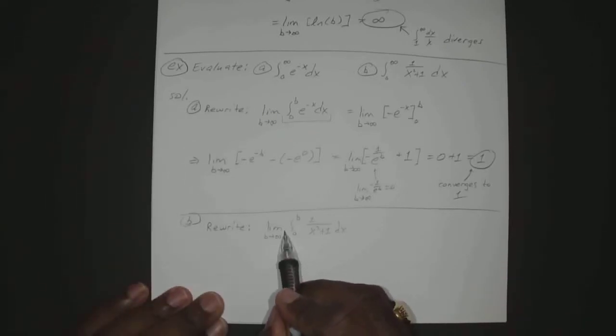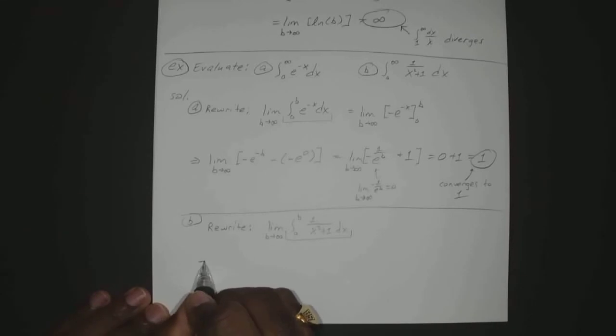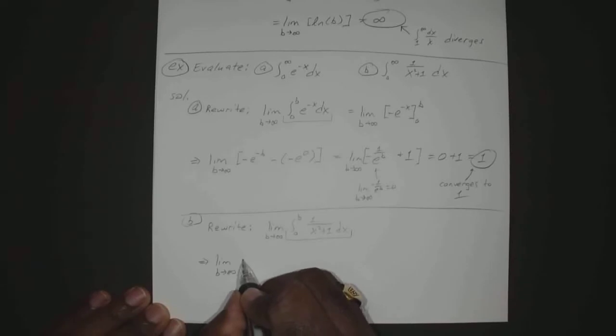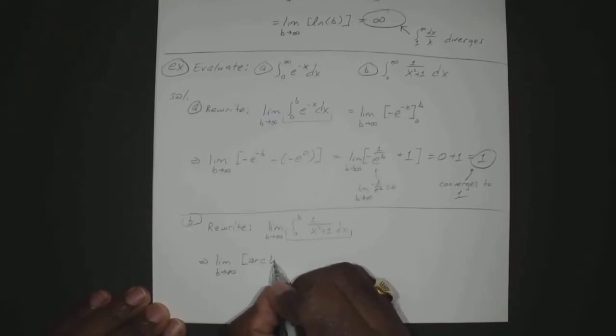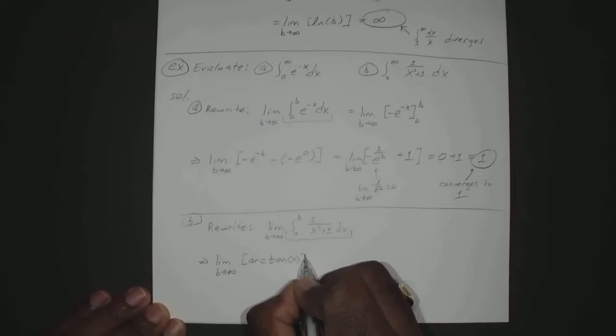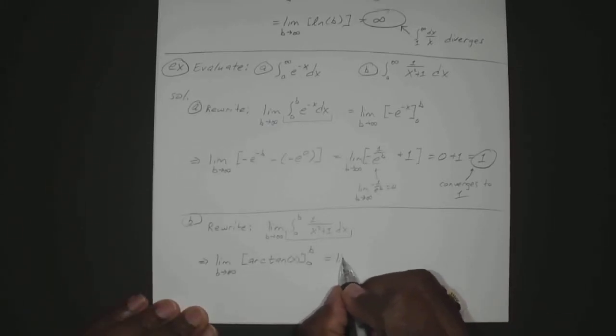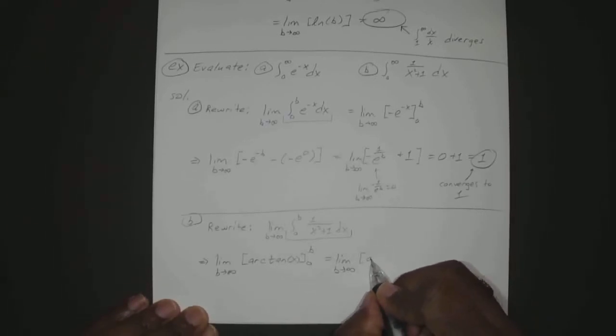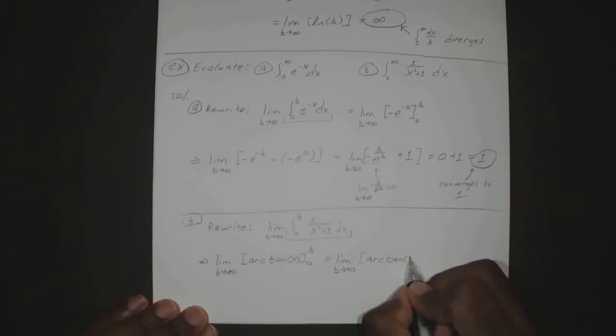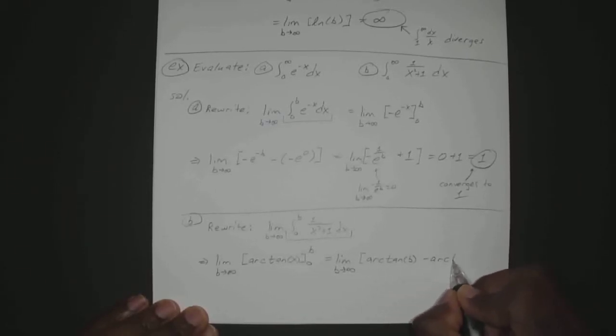Okay, so if we go ahead and integrate what's in there, that gives us the limit as b approaches infinity of arctangent of x from 0 to b. All right, and using our fundamental theorem, as b approaches infinity, we're going to have the arctangent of b minus the arctangent of 0.